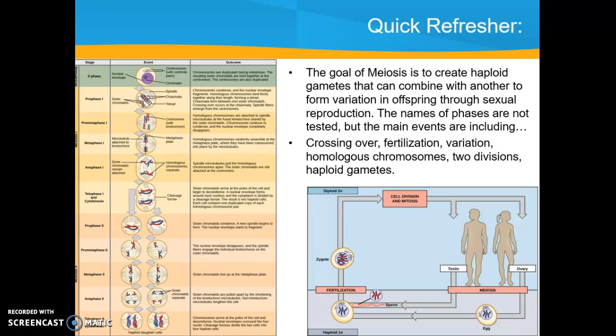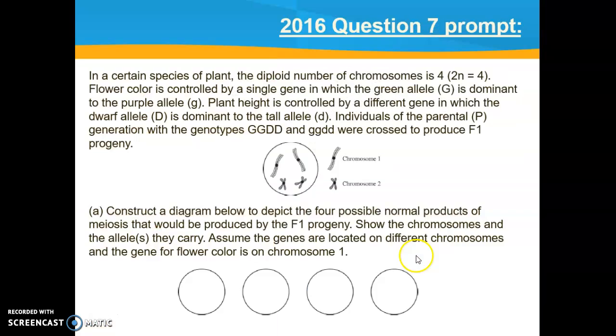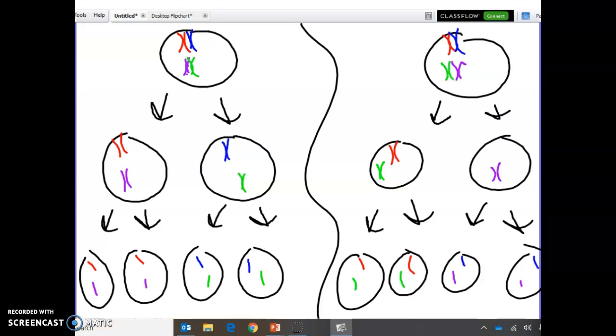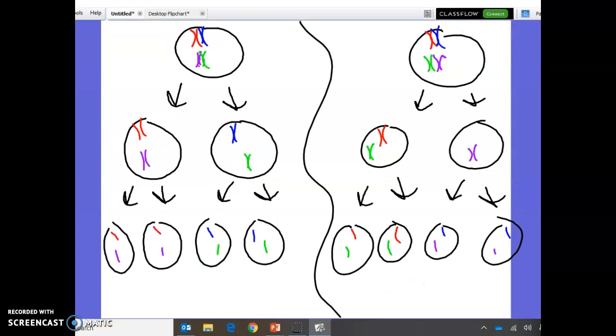So quick refresher. Let's review meiosis. So this figure here on the left walks you through the whole process of meiosis. Again, you won't necessarily need to know all of the individual steps. You'll just have to know the outcome. So what I did was I took this complicated diagram and drew it out without the steps, right?